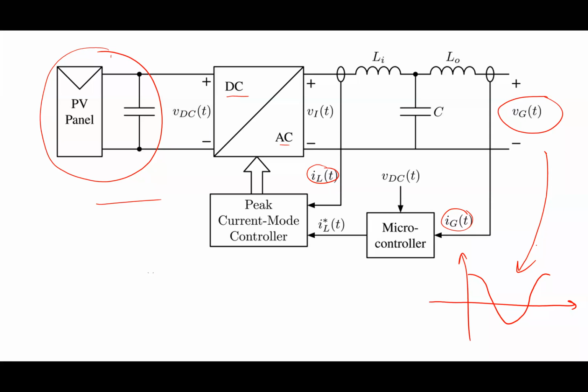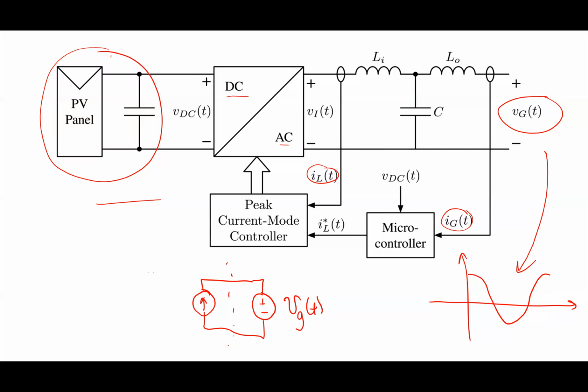The goal of this whole shebang here, the PV panel, the DC AC inverter, the L's and C's, this system is designed to basically be a current source. All right. So in other words, here's the grid, right? This is VG. That's Duke Energy gives me VG of t. All right. This is what I do over here, everything to the left.